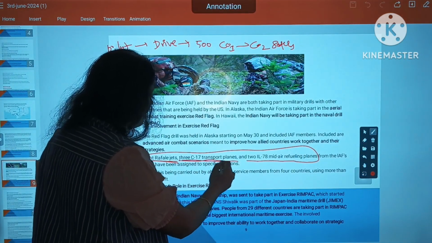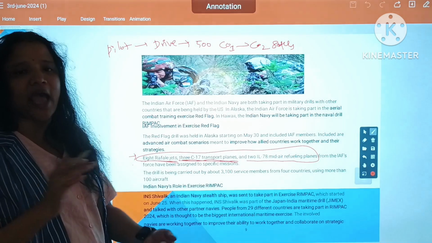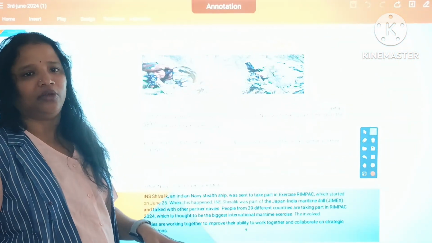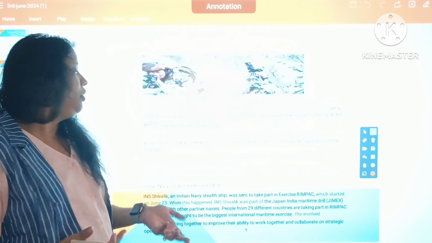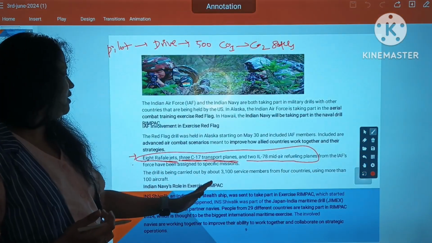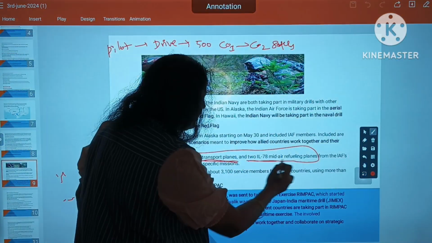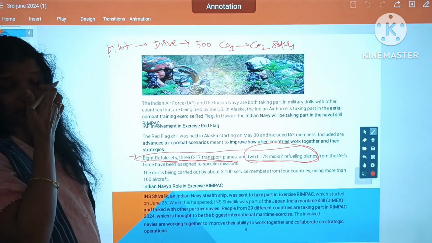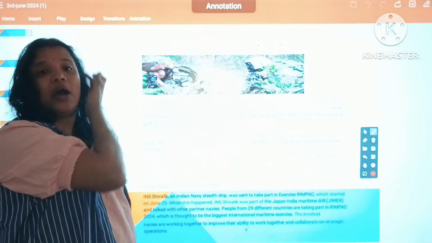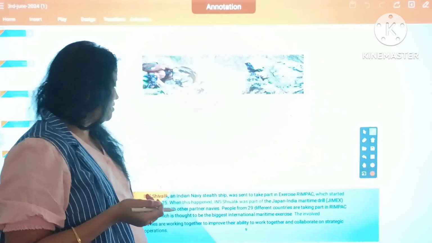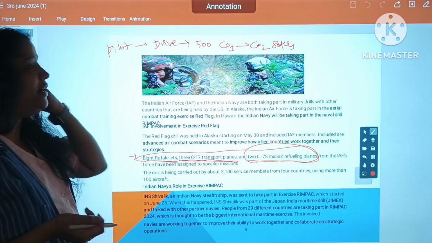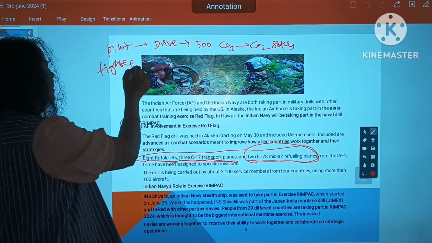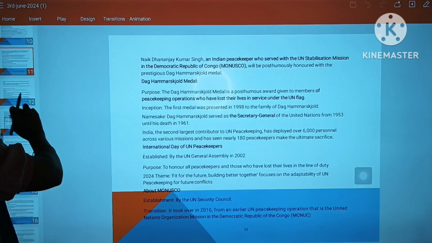Like police people also have guns, but in all situations they can't use the gun. They can't go on killing people. In the same way, we must know when to use these. And 2 IL-78 mid-air refueling planes: mid-air refueling means that when there is a shortage of fuel, how to refuel flights and fighter jets. All this training will be given in this exercise, RIMPAC.